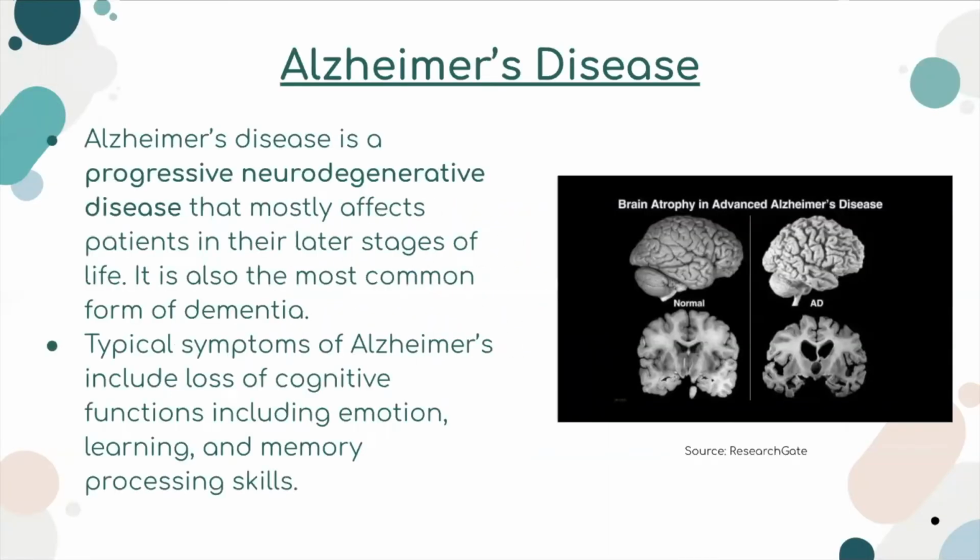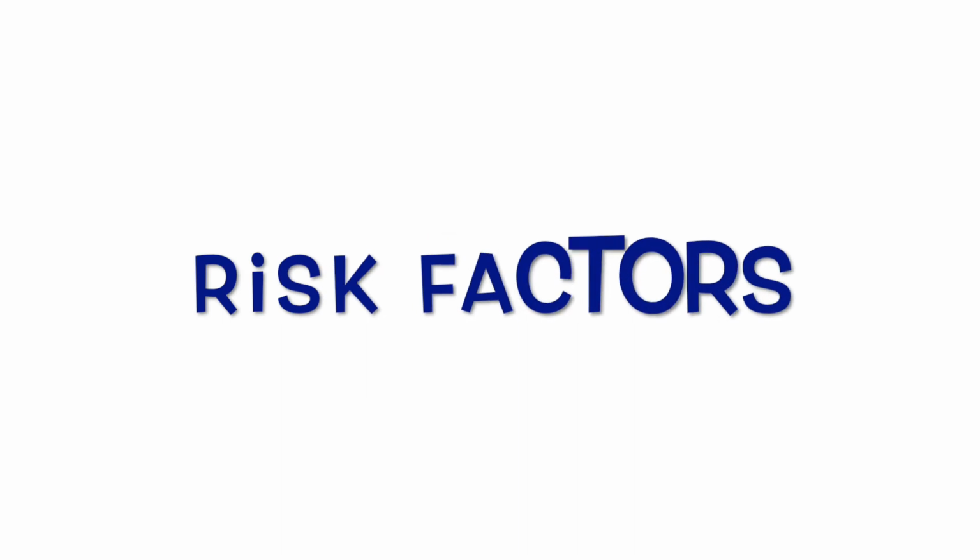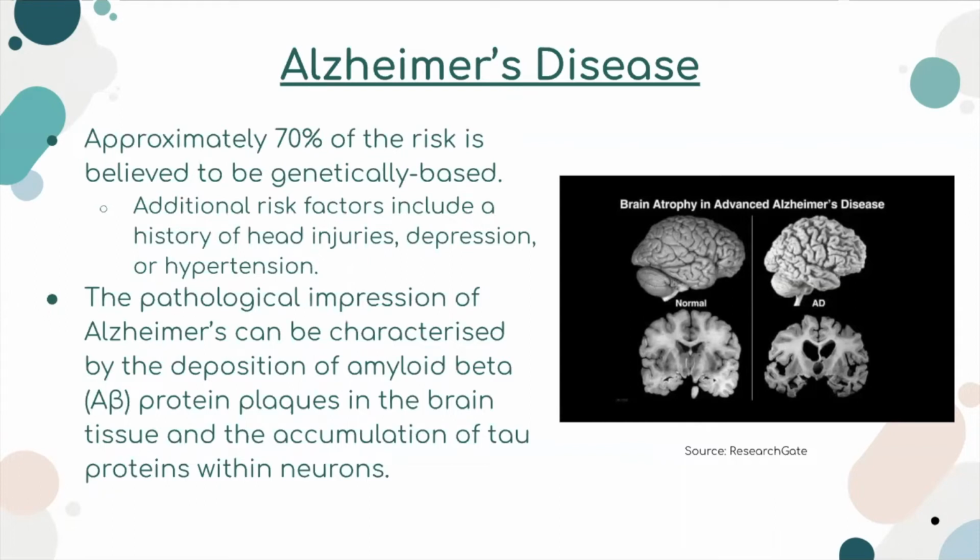First neurodegenerative disease we will talk about is Alzheimer's disease. Alzheimer's disease is a progressive neurodegenerative disease that mostly affects patients in their later stages of life. It is also a common form of dementia. Typical symptoms of Alzheimer's disease include loss of cognitive function such as emotion, learning, and memory processing skills. In terms of risk factors, approximately 70% of patients living with Alzheimer's disease have inherited the condition. Other risk factors include a history of head injuries, depression, and hypertension.